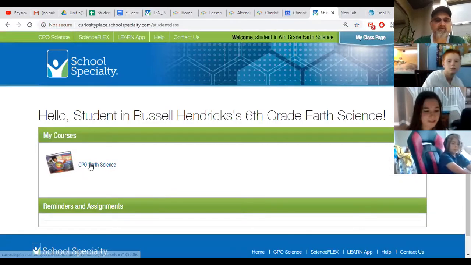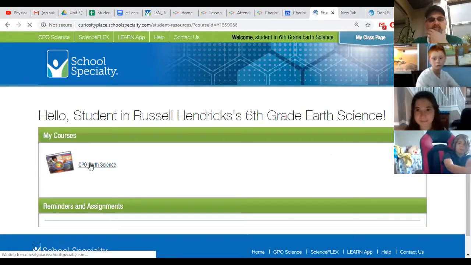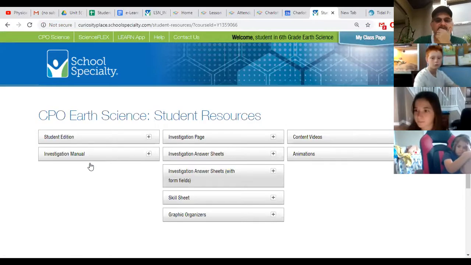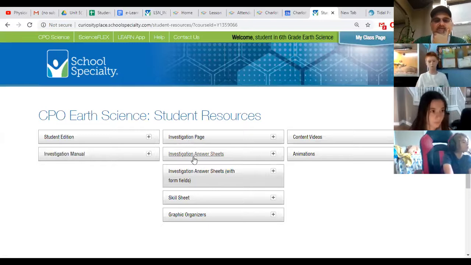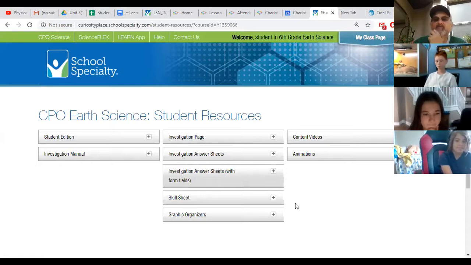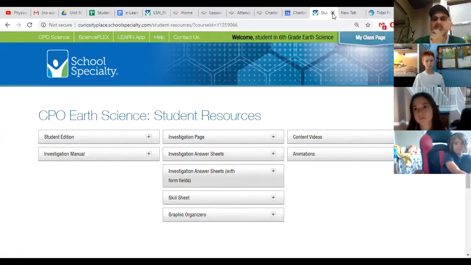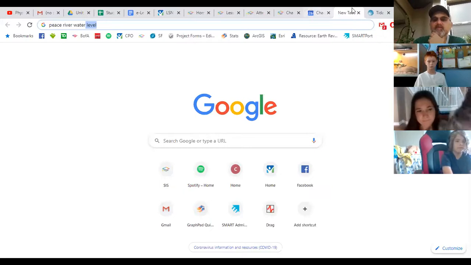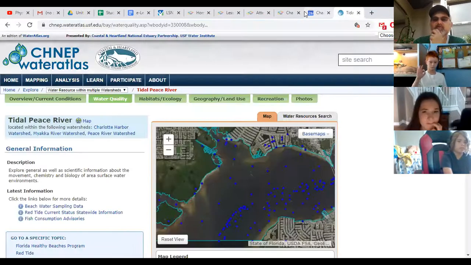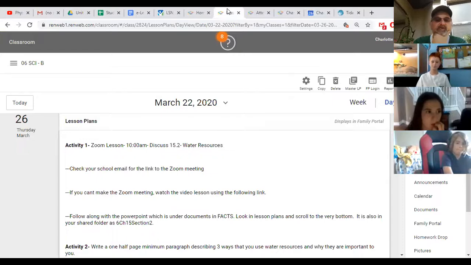There we go. So there's your Earth Science class. Click on it, and then you can get to your textbook if you don't have it. You can get to your lab book. These are the pages for the lab book. These are skill sheets if we do worksheets, and there's other things on here. So you should all be able to do this. It's fairly simple. But like I said, I'll try to keep everything on either fax or on your Google Shared Drive.